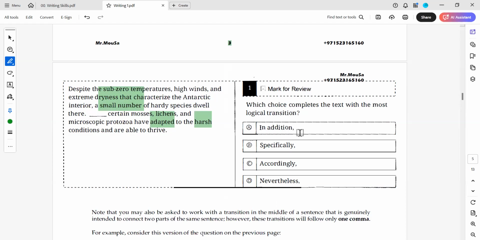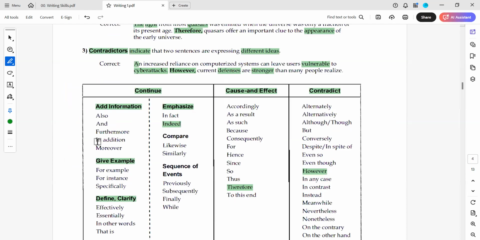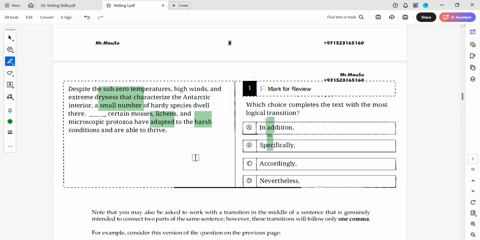Let's check the continuers here in that question. We have in addition, we have specifically. What is the difference between these two? In addition is used to add information. Specifically is used to give examples. So what do you think? Are we just adding information or giving examples? I think we're giving an example. So specifically, good job. Here we have it in B. Excellent, Robert. That's it. Guys, here we have a continue relationship.